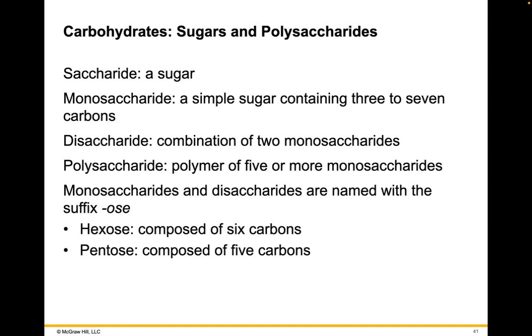And those monosaccharides and disaccharides and a few polysaccharides do end in that suffix ose. Now, generally speaking, hex means 6 and pent means 5. So hexose is a 6 carbon sugar, and pentose is a 5 carbon sugar.